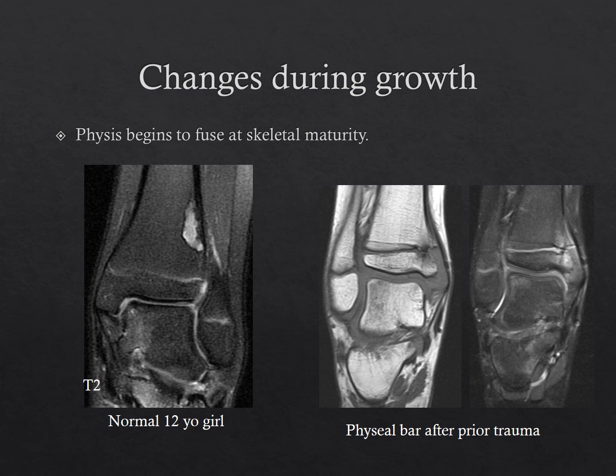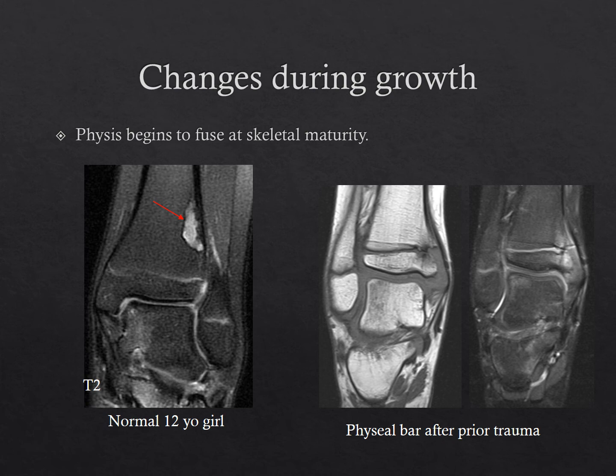Finally, a normal finding seen during growth is physeal fusion, which is a gradual process during adolescence. The physis may appear asymmetric, or you may not see the normal high T2 signal along the entire physis. Here's an example of normal beginning physeal fusion of the distal tibia in a 12-year-old girl, where the central medial aspect of the physis is less visible. This patient also has an incidental non-ossifying fibroma. Contrast the appearance of physeal fusion with a physeal bar, which can form after prior trauma to the physis.